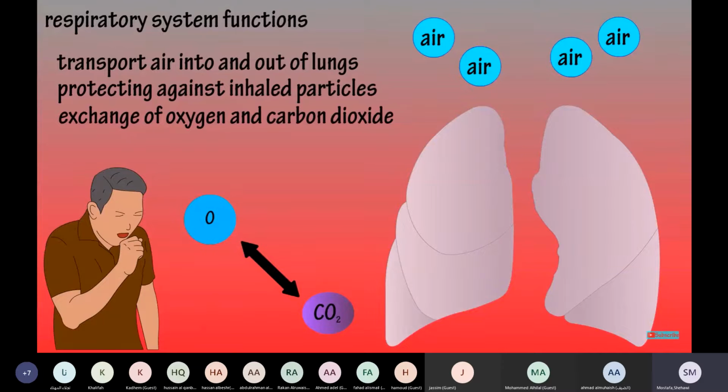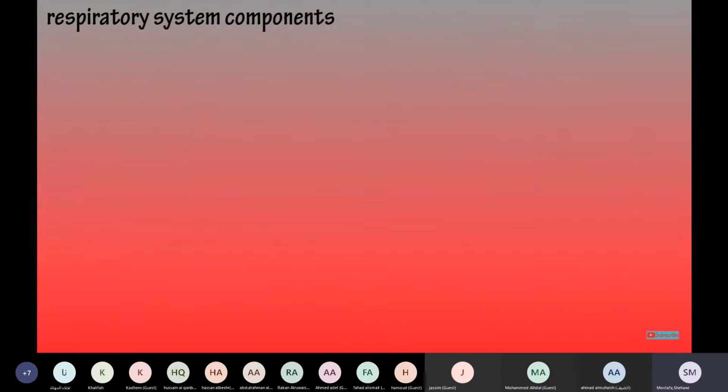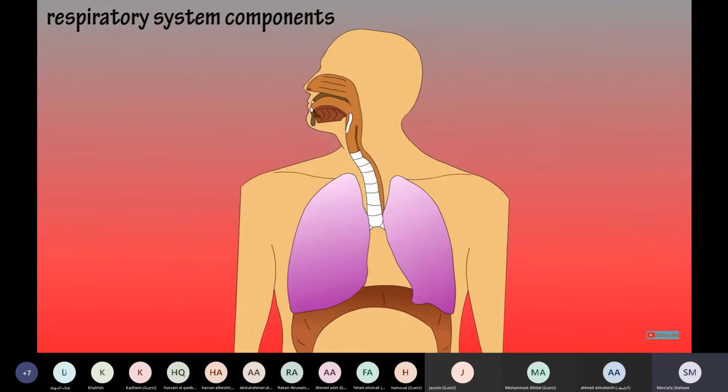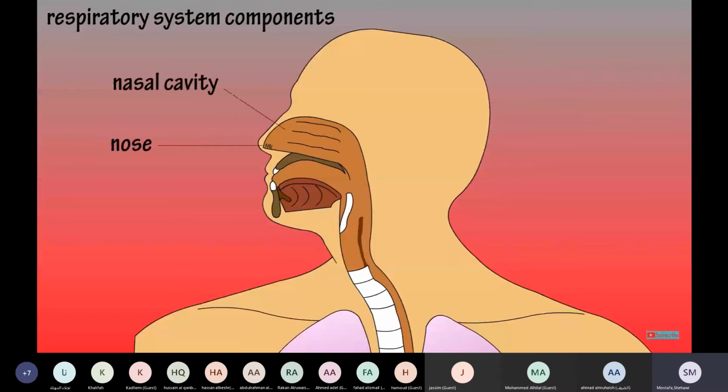So it's basically about breathing. Now let's take a look at a diagram and we'll go through the respiratory system's main components. Starting here with the nose and nasal cavity, the mouth or oral cavity. The pharynx is here, and it is what we consider the throat. The pharynx is considered part of the digestive system as well as the respiratory system, and it connects the respiratory openings to the larynx and esophagus.